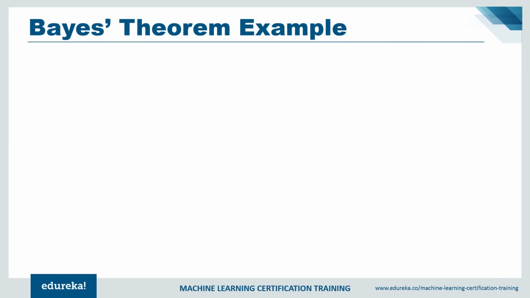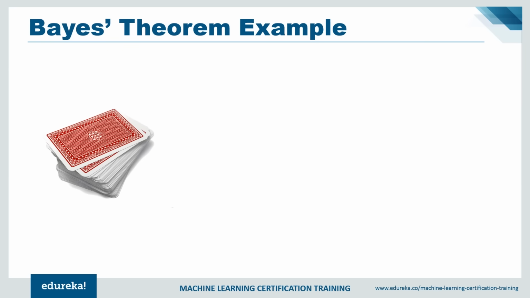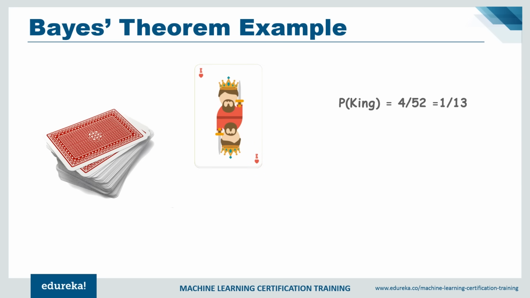So let's understand it with a simple example here. If a single card is drawn from a standard deck of playing cards, the probability of that card being a king is 4 out of 52. Since there are 4 kings in a standard deck of 52 cards, if the event is "this card is a king," the prior probability of the king, that is the probability of king, equals 4 by 52, which in turn is 1 by 13.